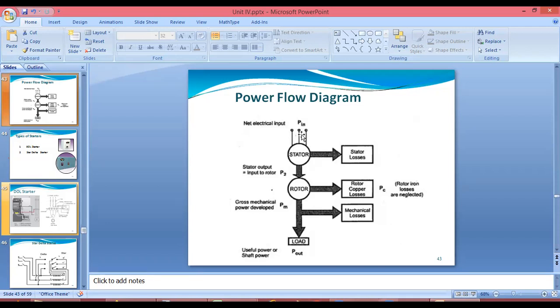So when we are talking about the power flow diagram for the three-phase induction motor, we can say the three-phase induction motor will convert electrical power into mechanical power. So we can take input power as electrical, output you can take as mechanical power. If you want, you can write. And that power you will get at the output of the shaft. So we can say that power as shaft power, or you can say P out, you can say P shaft.